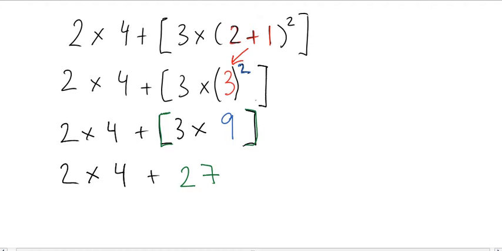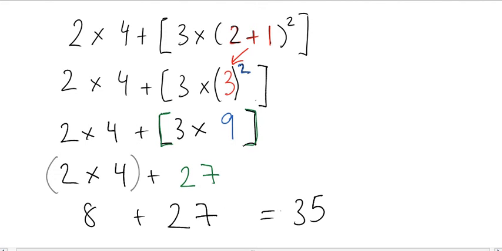And then, well, we have a multiplication here. 2 times 4. And that one comes first. So I'm going to put it in brackets so that we remember to do it first. Otherwise, we might forget. So 2 times 4, that's 8. 8 plus our 27. And then we just have simple addition, and we say 8 plus 27 is 35. And this is our answer. Again, anybody else who would solve this one should, in theory, get the same answer.